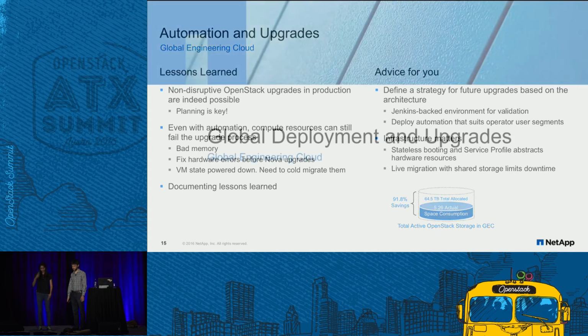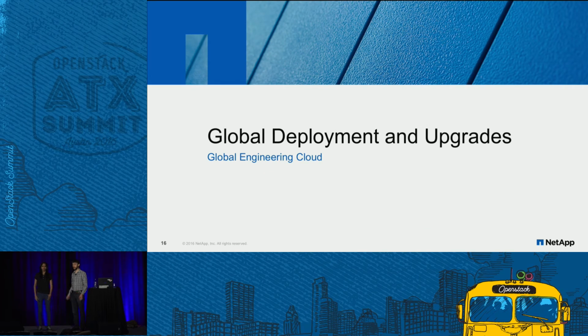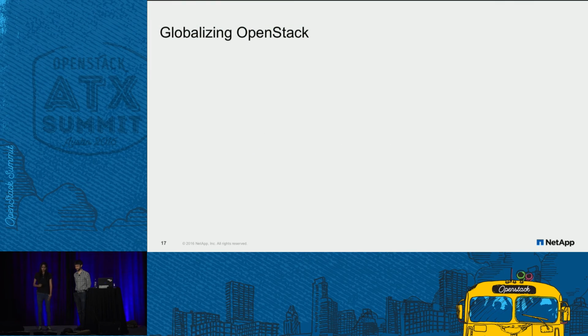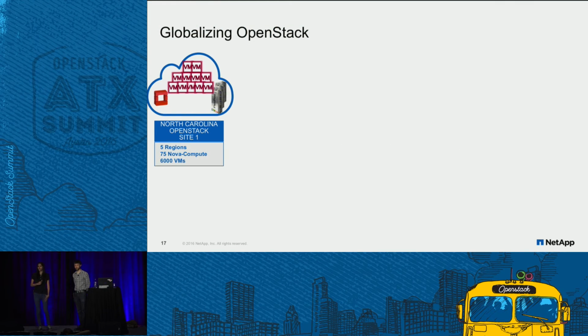All right, so we talked about locally what we did inside of RTP. Now it's time to go big. Towards the end of 2015, we already had an OpenStack environment running in production. This environment was at our local site in North Carolina. This had 5 regions, 75 compute nodes, and a VM capacity of 6,000. We had scaled this out by now.